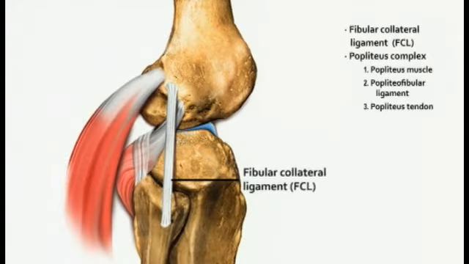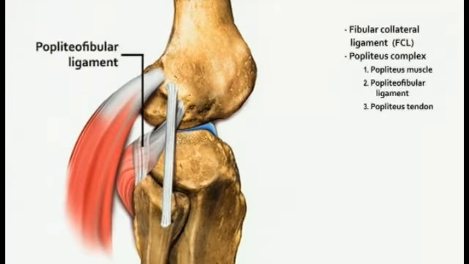The popliteus complex begins with the popliteus muscle, which originates on the posterior aspect of the tibia. This then continues in a proximal and lateral direction, runs near the fibular head, and then becomes tendinous and inserts just distal to the fibular collateral ligament on the lateral aspect of the distal femur. At its musculotendinous junction, the popliteofibular ligament connects the popliteus complex to the fibular head.